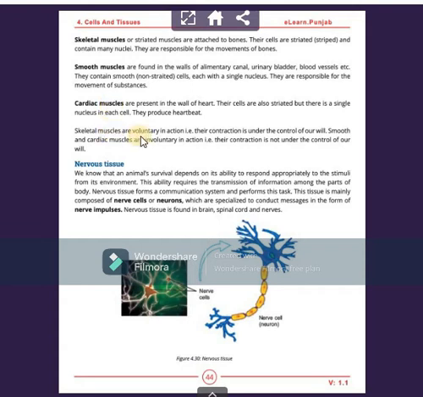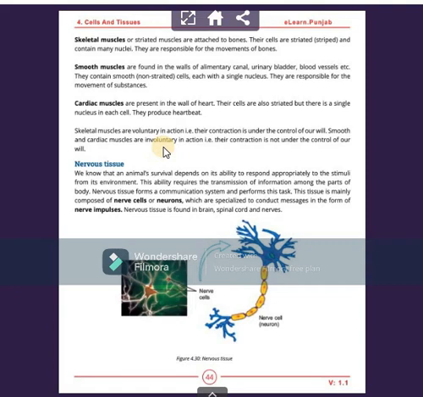The skeletal muscles are also voluntary in action. That is, their contraction is under the control of our will. Like it is up to us when we want to move our arms. So in this way, it is voluntary action, while smooth and cardiac muscles are involuntary. As you know, we have no control over the beating of our heart. So in this way, it is involuntary in action.